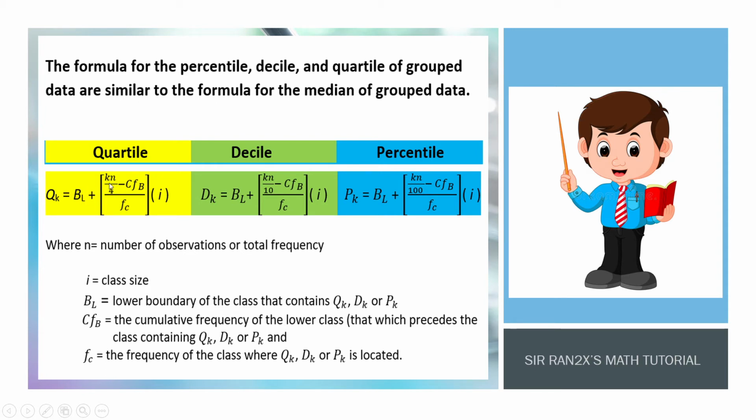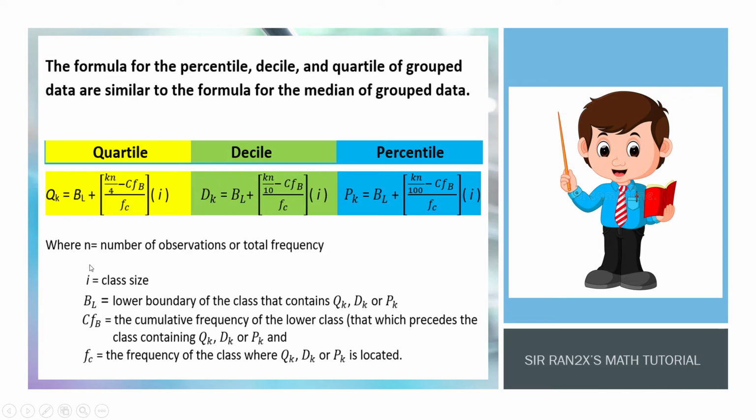These expressions included in the formulas are actually called locators, the ones with the denominators kn over 4, kn over 10, kn over 100. They help you locate where the quartile is, where the decile is, where the percentile is. In this case, for grouped data, it would be the quartile class, decile class, and percentile class.